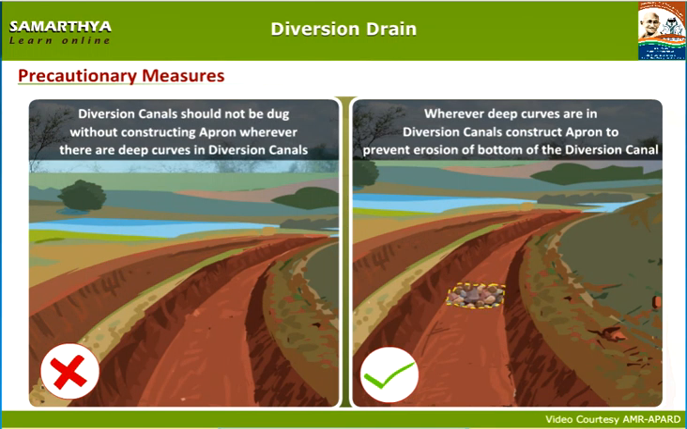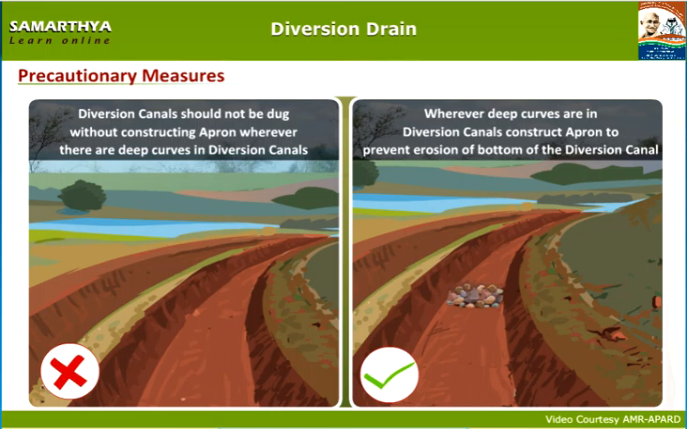Diversion canals should not be dug without constructing an apron wherever there are deep curves in diversion canals. Wherever there are deep curves in diversion canals, construct an apron to prevent erosion of the bottom of the diversion canal. Reason: apron safeguards the bottom of the canal from soil erosion.